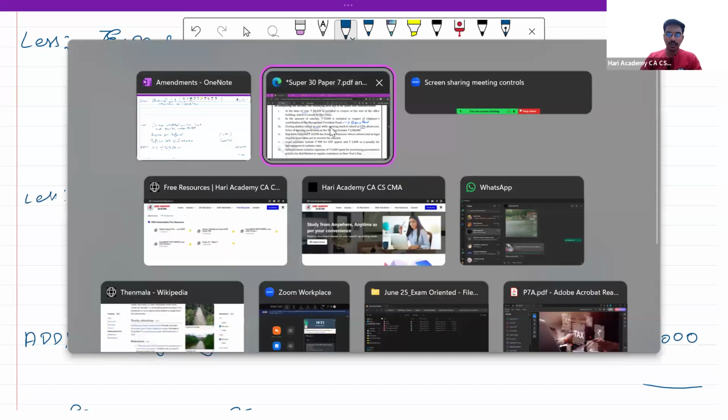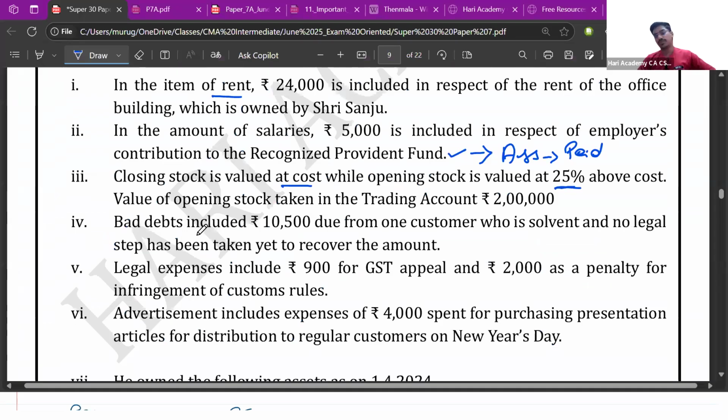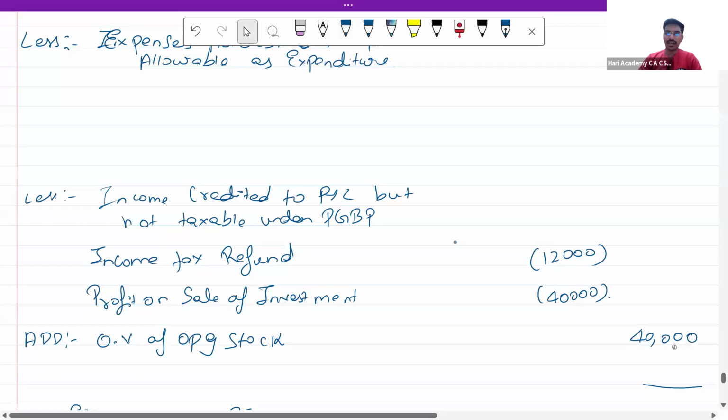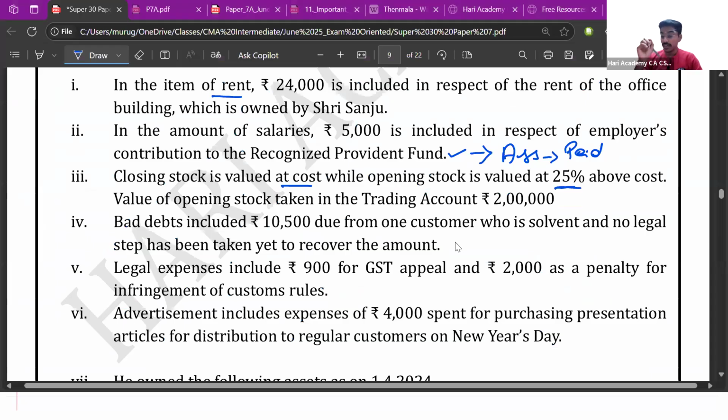Okay. Now let us go to the next point. Bad debts include rupees 10,500 due from one customer who is solvent, and no legal step has been taken to recover that amount. See, in respect of bad debts, we do not have any problem as to whether it is actual bad debt or not, or whether we have taken any step to recover or not. If it is recognized as bad debt in the books of accounts, that is fine, and it has to be treated as bad debts. So there is no adjustment required for this.